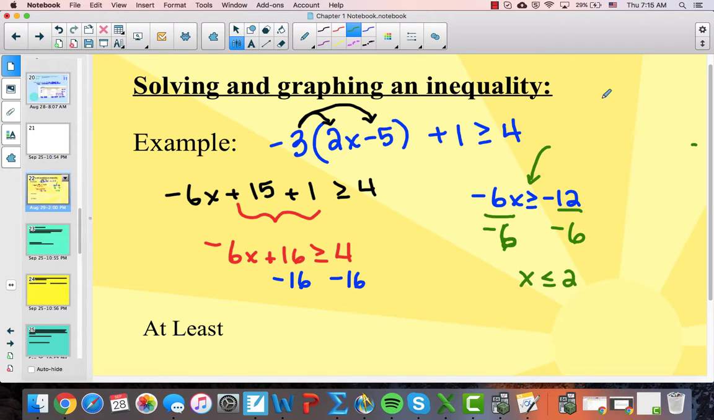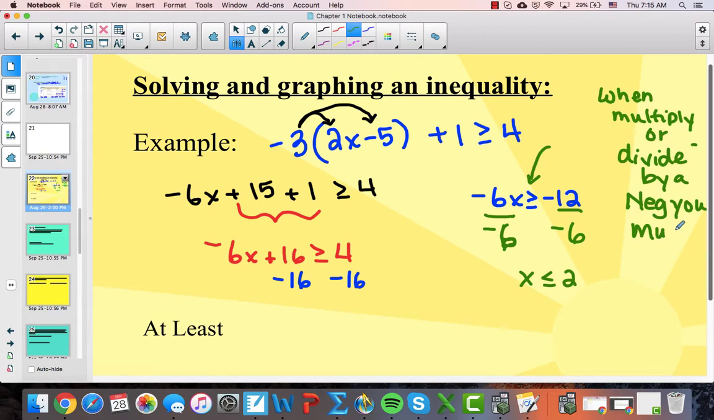Okay, so it's actually when you multiply or divide. When you multiply or divide, write this down, by a negative, you must, and I mean must, change the direction of the sign. So change the direction of the inequality.